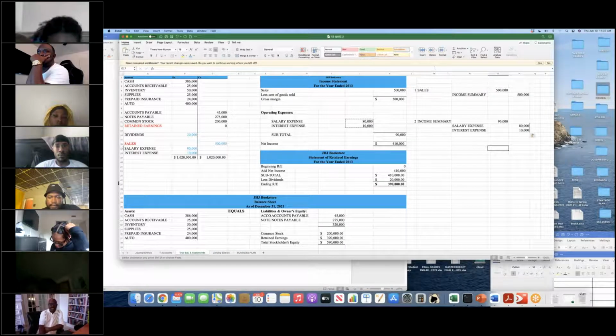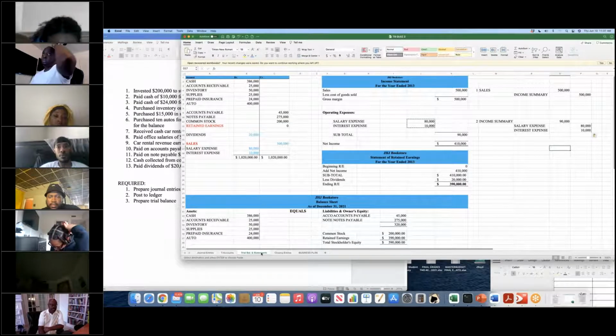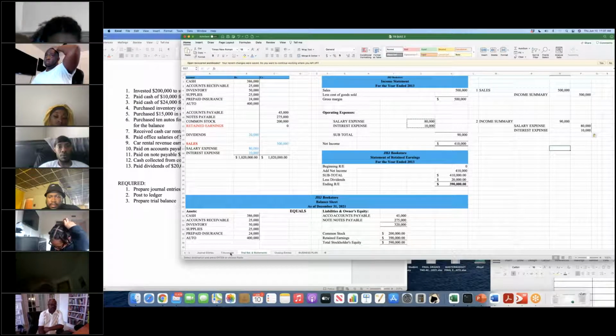So in closing entry 2, we close out all the expenses. Closing entry 1, the revenue. Closing entry 2, the expenses. Now, whenever we make any journal entry, we have to post it. So we're going to go back to our T accounts.